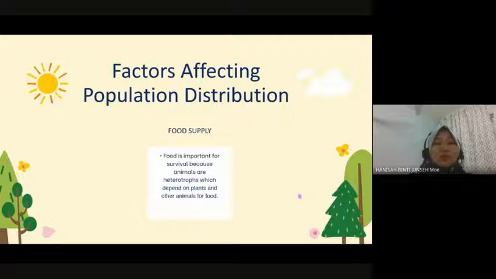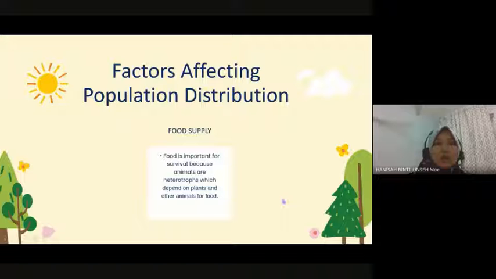So, for example, animals that are heterotrophs need to eat other organisms. So they need to find a place that has enough food supply. Whenever they find that their habitat no longer has enough food supply, they are going to migrate, or transfer to another place that has food supply. So those are the factors affecting animal population distribution: temperature, water, breeding site, and food supply.